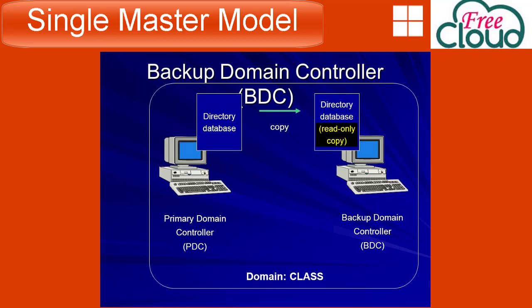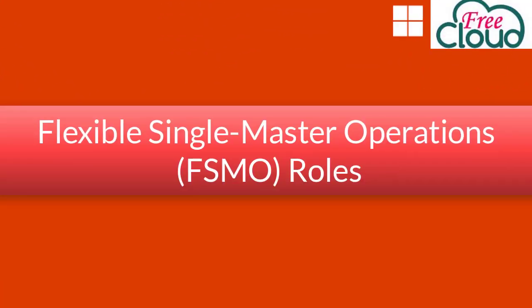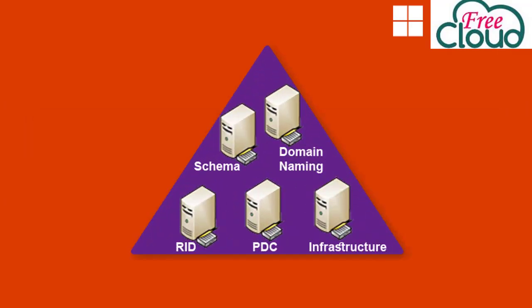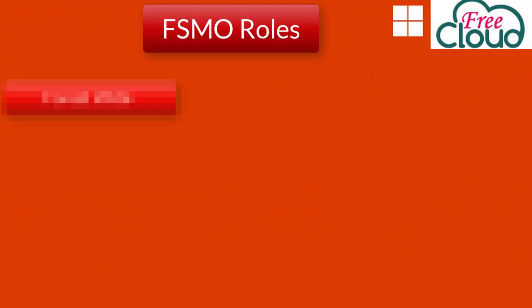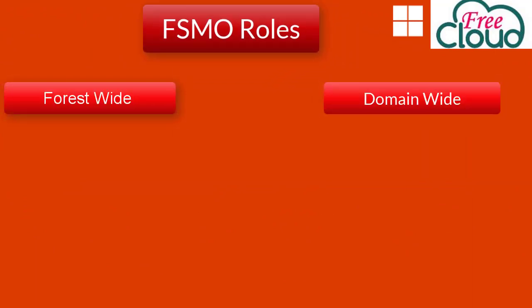The PDC hosts a read and write copy of the domain database, and each BDC hosts a read-only version of the same information. Microsoft extends the Active Directory single master model found in previous versions of Windows to include multiple roles, FSMO roles, and the ability to transfer roles to any domain controller in the enterprise, because an Active Directory role is not bound to a single domain controller. It's referred to as a flexible single master operation, FSMO role. There are 5 FSMO roles, 2 per forest, 3 in every domain.